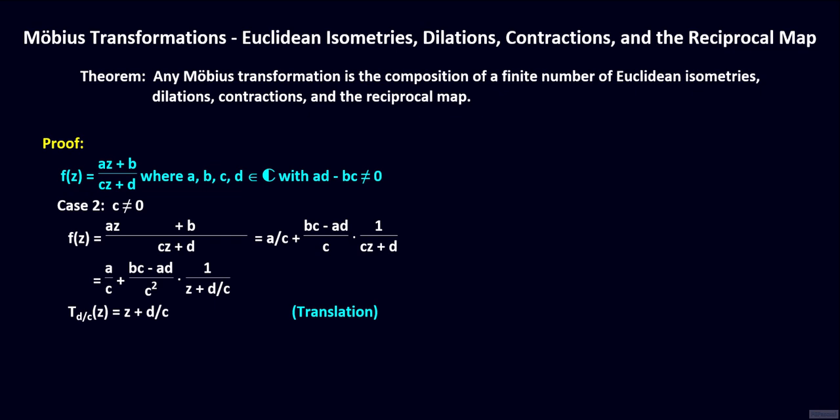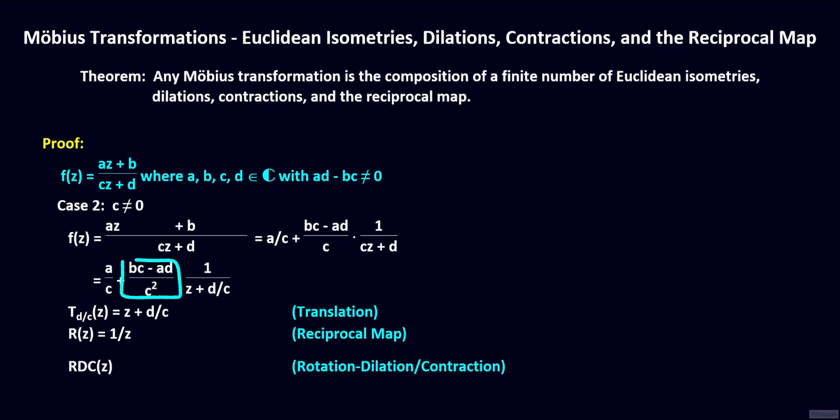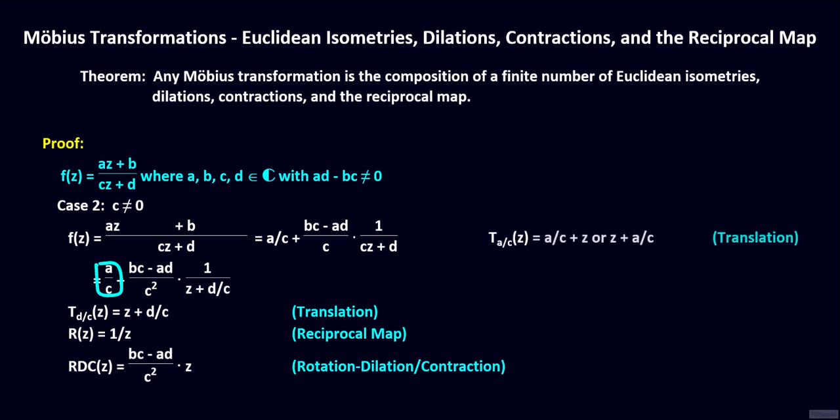Then we have the reciprocal map R of z. Then it's a rotation dilation/contraction map RdC of z, which is equal to the quantity bc minus ad divided by c squared times z. Finally, we have another translation with translation vector, this time a over c. t sub a over c of z equals a over c plus z, or z plus a over c.